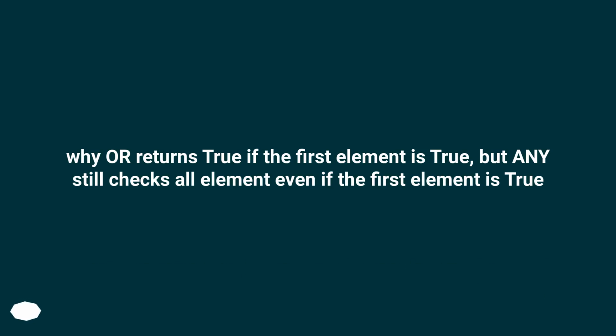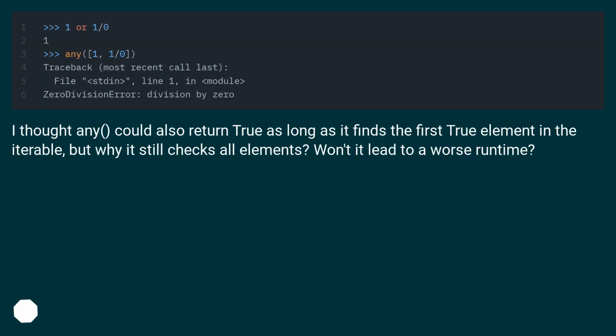Any returns true if the first element is true, but any still checks all elements even if the first element is true. I thought any could also return true as long as it finds the first true element in the iterable, but why does it still check all elements?